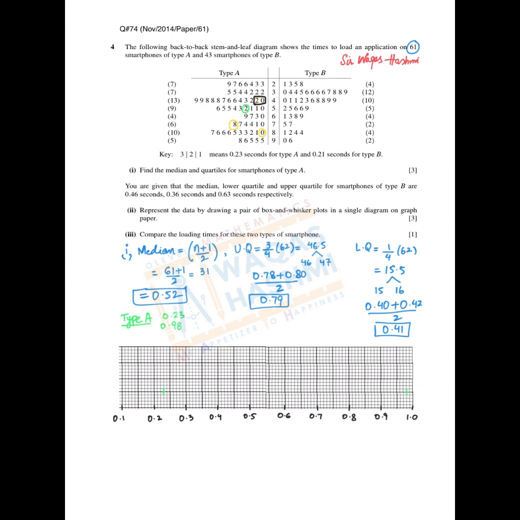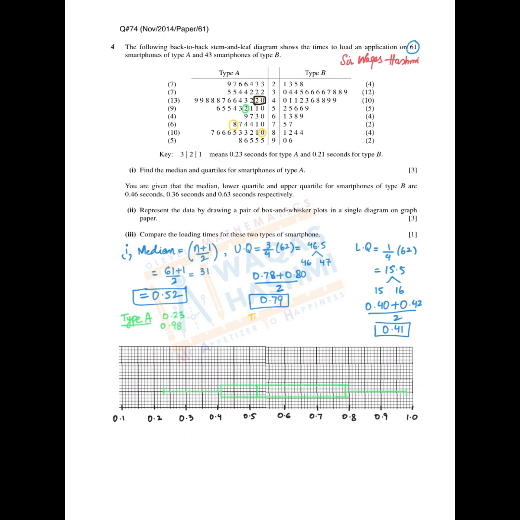After that, we need to highlight the other positions. The first one is the median, that is 0.52. So 0.52 is this one, two boxes above, two boxes below. Upper quartile is 0.79, two boxes above and two boxes below. And for the lower quartile, I will do the same, 0.41. Now I need to join them with a straight line, so that will be the box and whisker for type A. That's what type A looks like.